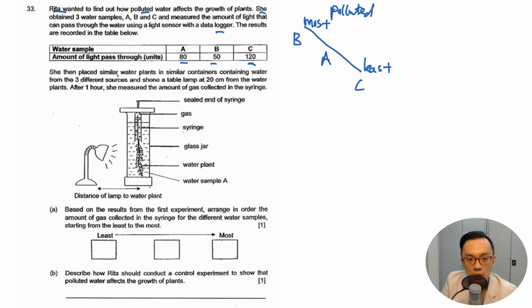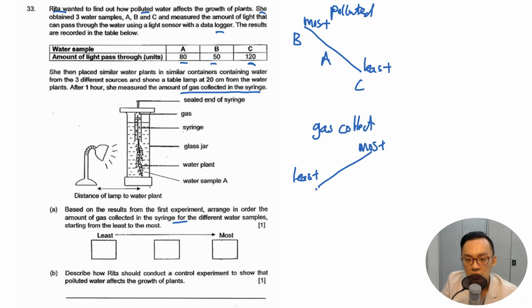She then placed similar water plants in similar containers containing water from 3 different sources and shone a table lamp at 20 cm from the water plants. After 1 hour, she measured the amount of gas collected in the syringe. So based on the results from the first experiment, arrange in order the amount of gas collected in the syringe for the different water samples, starting from the least to the most. So I'm going to write, this is gas collected. Alright, so this is least to the most.